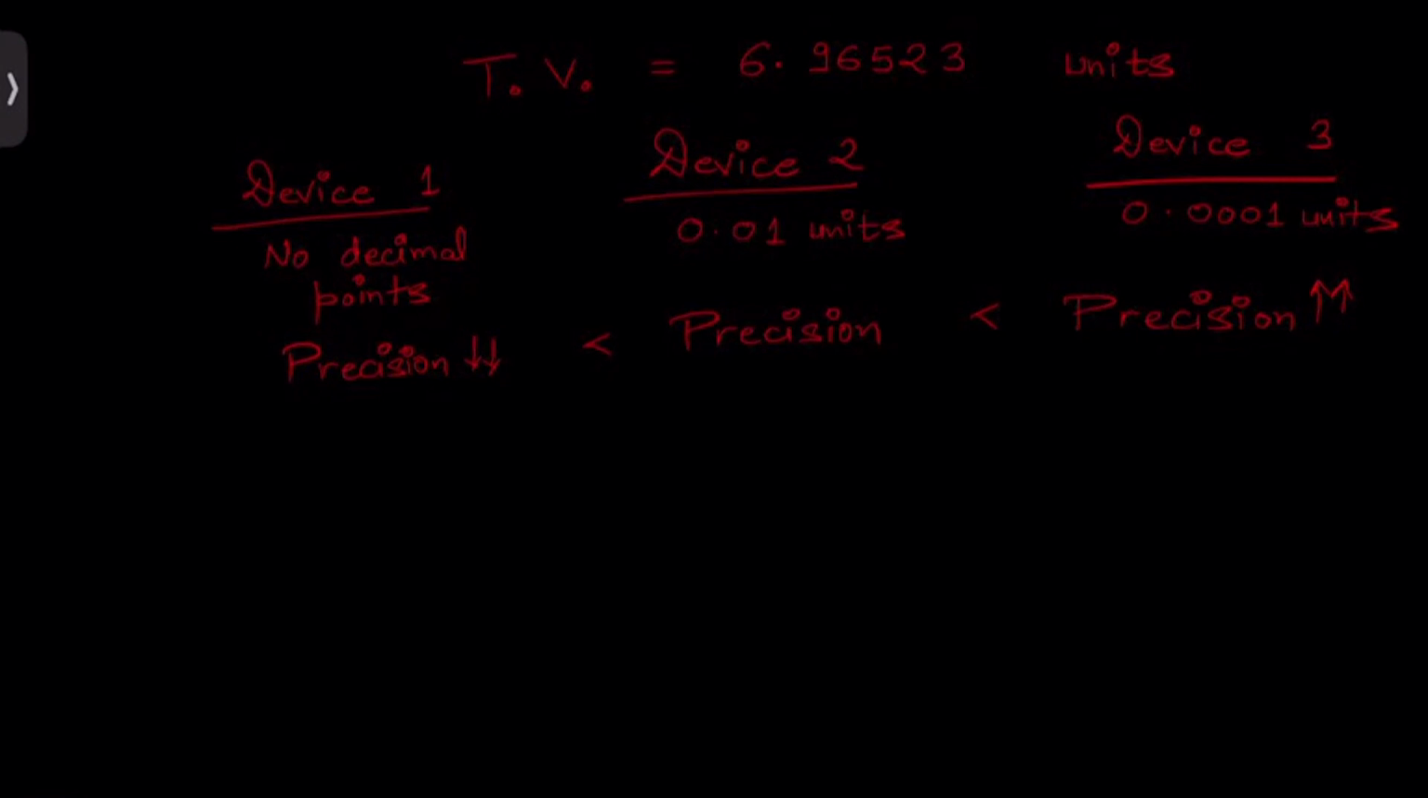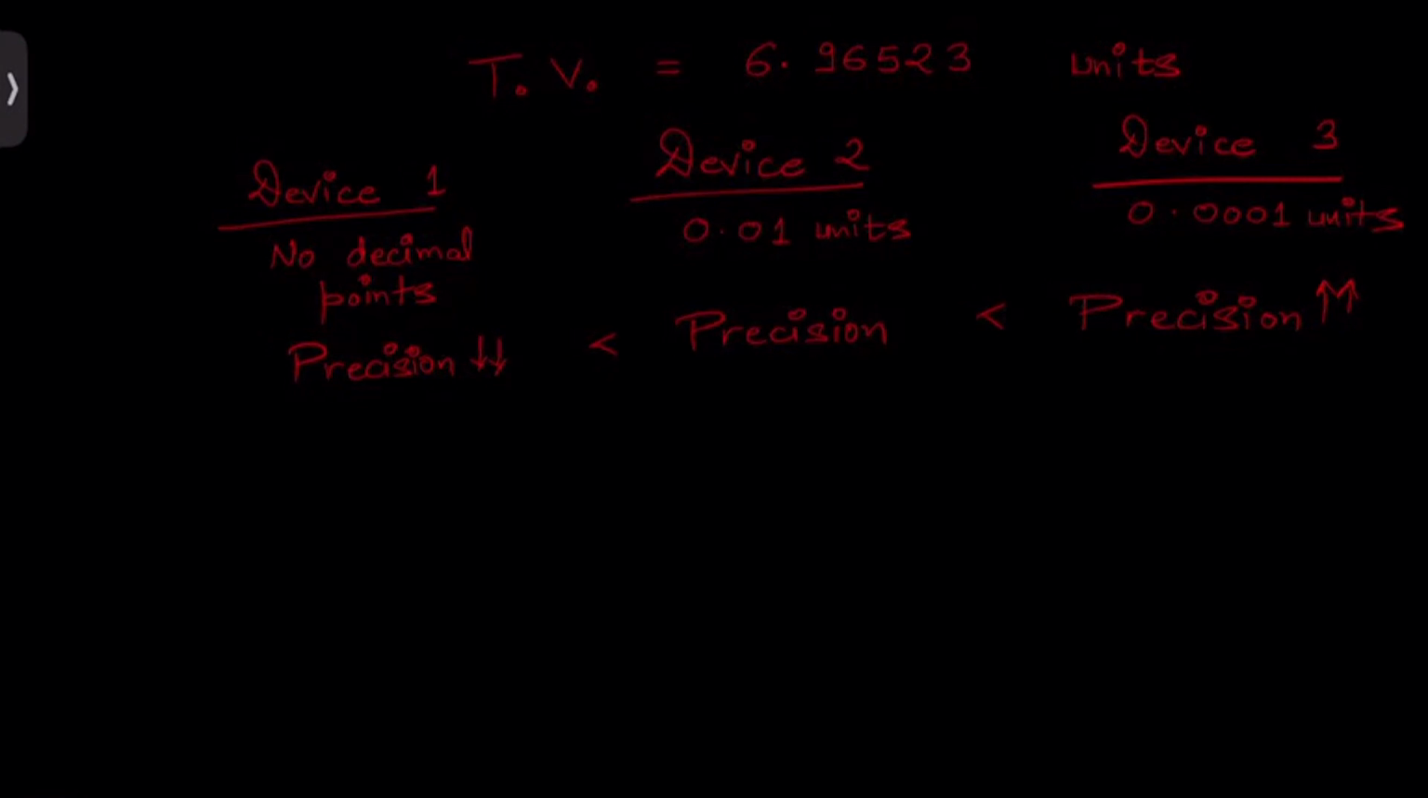Okay. Now basically what will happen? So the answer, let us say I write one more zero here. The answer which it will finally say, if everything is correct, that is there is no error or uncertainty involved, the final answer which device 3 will convey to you will be 6.96523. Similarly, device 2 will convey you the answer as 6.97 only. Why? Because it has a precision only up to 0.01 units. Similarly, for device 1, the answer would be obtained as 7 units.